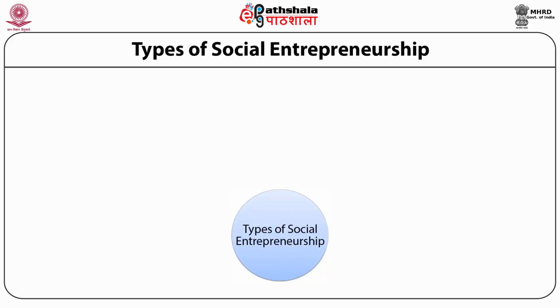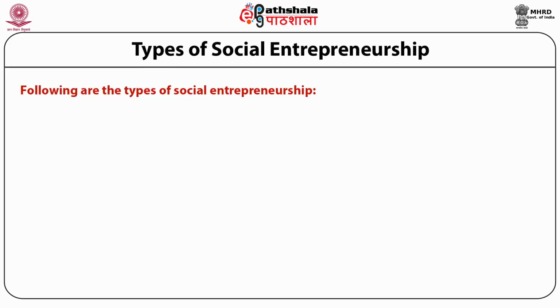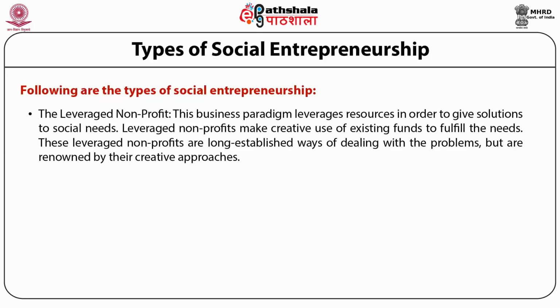Types of social entrepreneurship. Basically, it is of three types. One is the leveraged non-profit. Second, the hybrid non-profit. And the third, the social business venture. Now, we will discuss them one by one. The first one, the leveraged non-profit. This business paradigm leverages resources in order to give solutions to social needs. Leveraged non-profits make creative use of existing funds to fulfill the needs. These are long-established ways of dealing with problems but are renowned for their creative approaches.